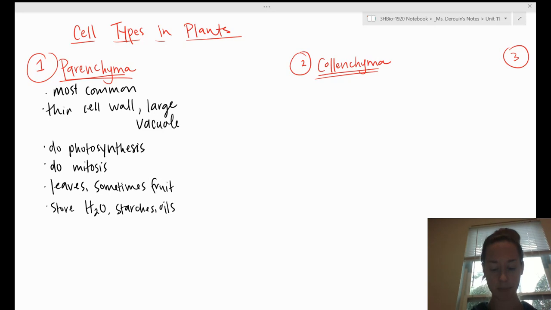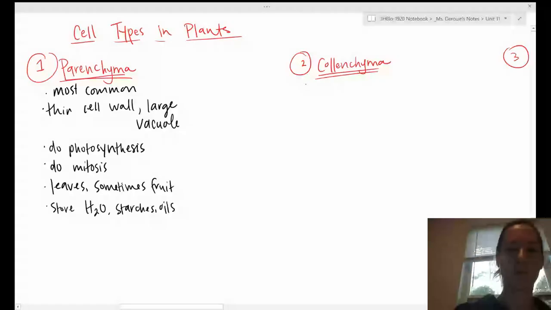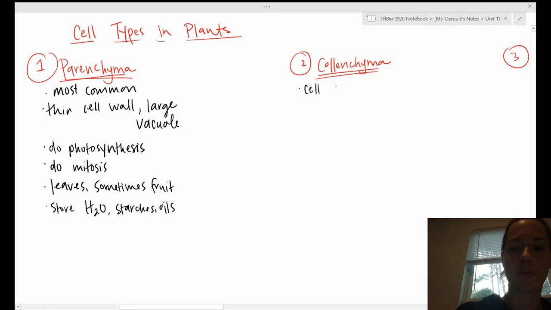The second type is collenchyma. So these ones are going to have cell walls that vary in thickness.